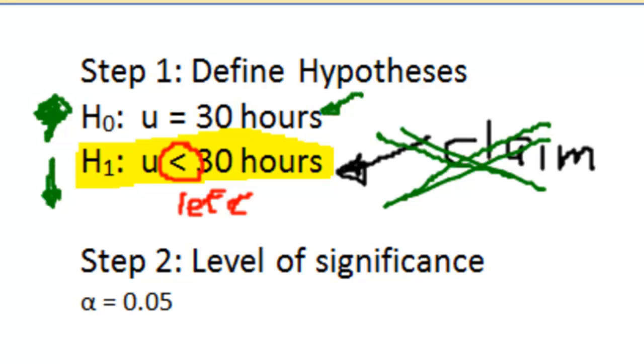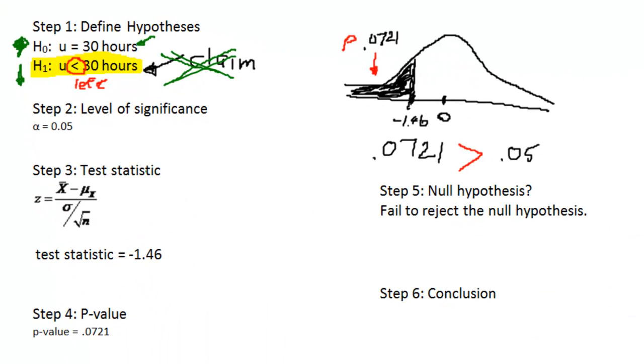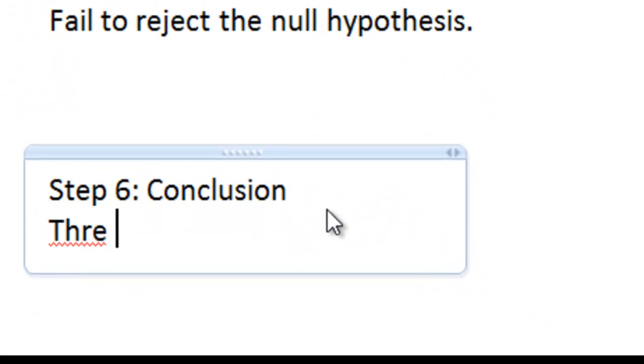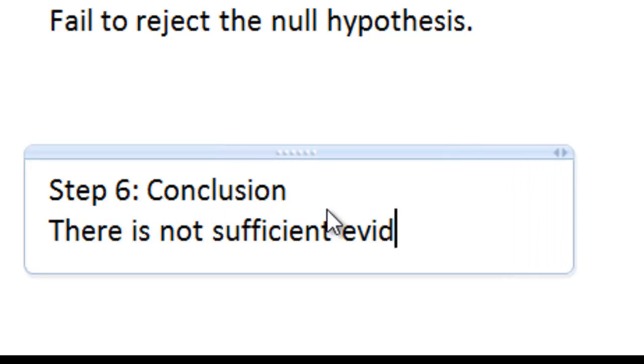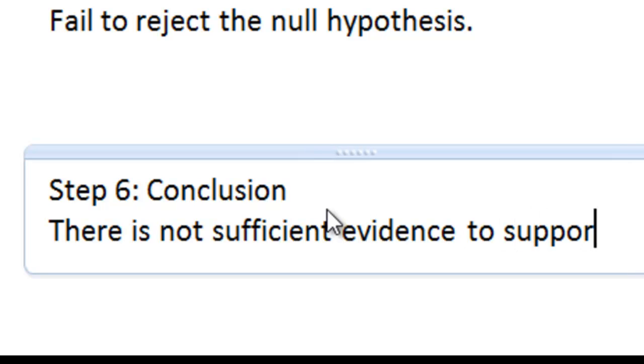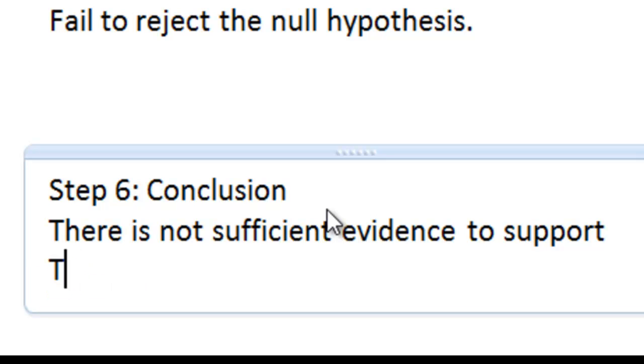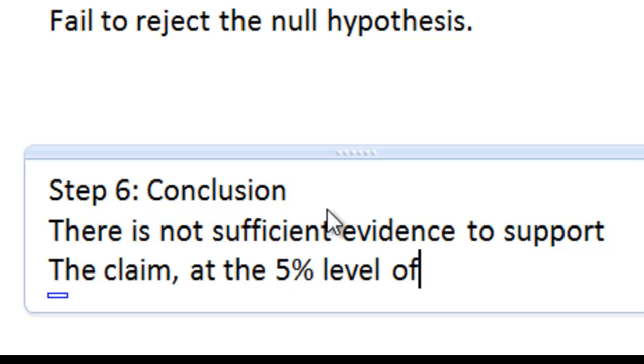And that's where step 6 comes into play. This is our final and last step. Now that we know that we're going to accept the null, so to speak, and reject the claim, my conclusion statement is going to be, there is not sufficient evidence to support the claim. And I have to be a little bit more specific. I also have to state at the 5% level of significance.